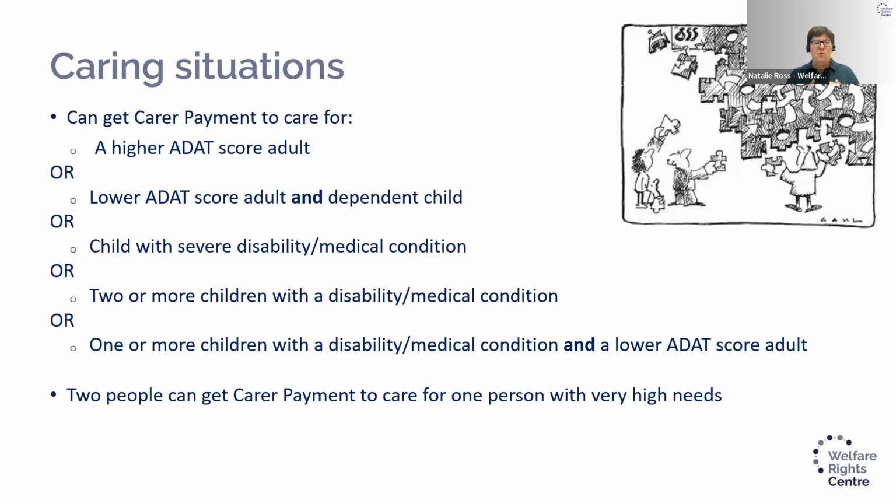So the scoring becomes quite important, and other caring responsibilities are important to work out eligibility for carer payment. Some people have extremely high care needs, and it's possible that 2 people can get carer payment to care for the same person if they have extremely high care needs.